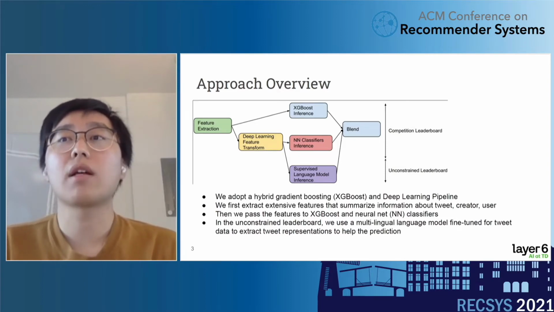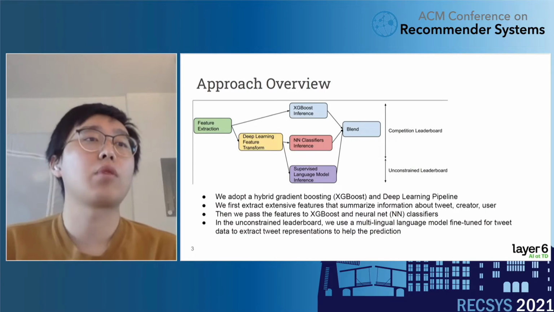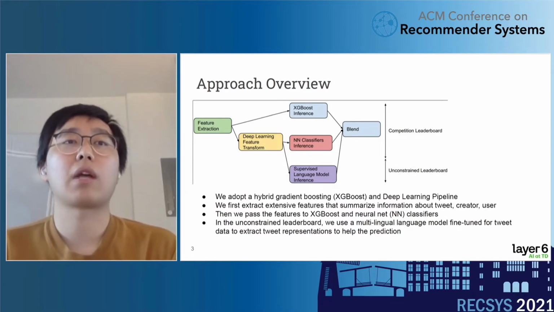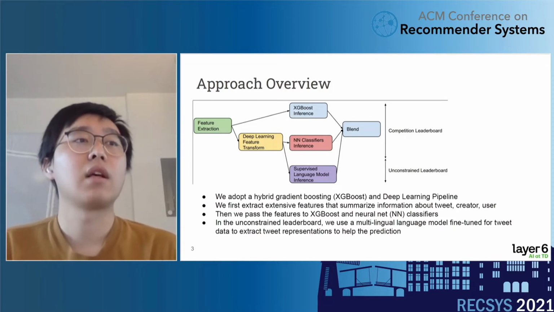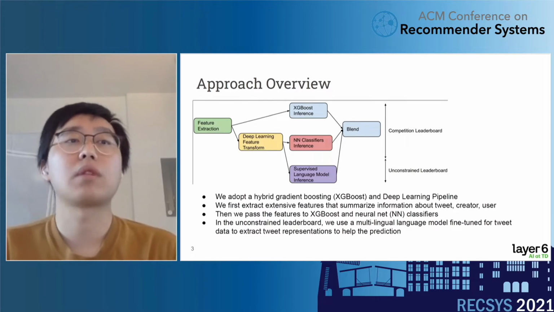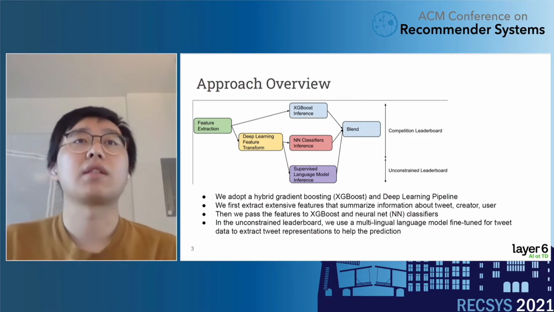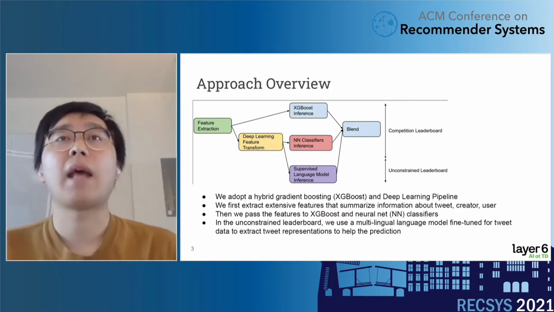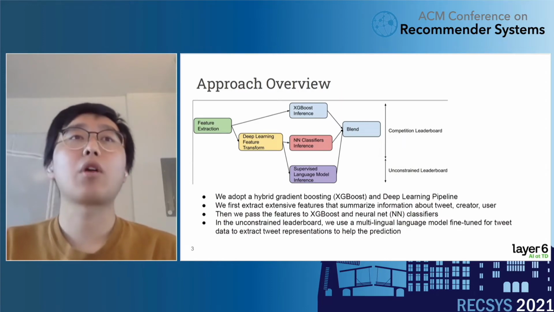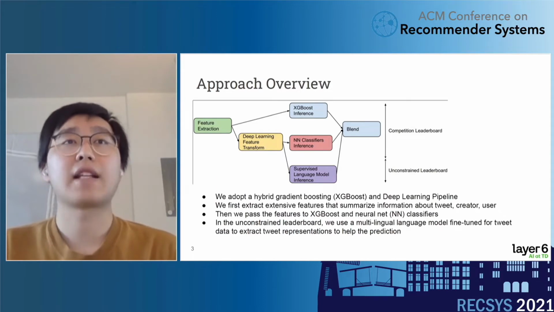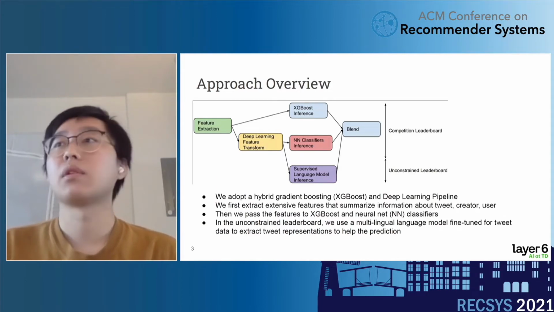In addition, for the unconstrained part of the challenge, we add a multilingual language model that's fine-tuned for tweet data to extract tweet representations. And we find that really helpful in the unconstrained leaderboard phase. These representations are then passed to both XGBoost and NN as additional feature input. And then we have a newer model, which is a supervised language model here in the unconstrained phase. Finally, we blend all these approaches for our leaderboard submissions. Next, I will go into detail on each of these steps, including feature extraction, the NN model, the XGBoost model, as well as the supervised language model.